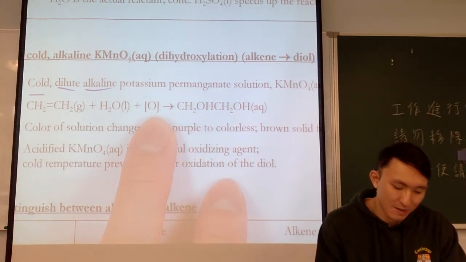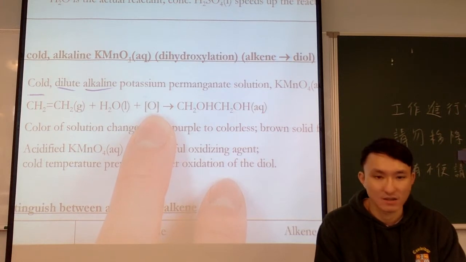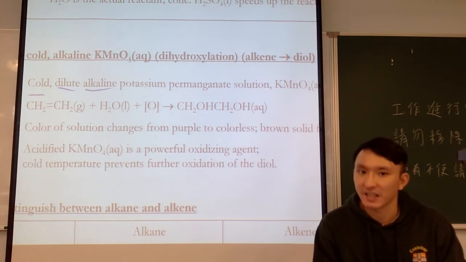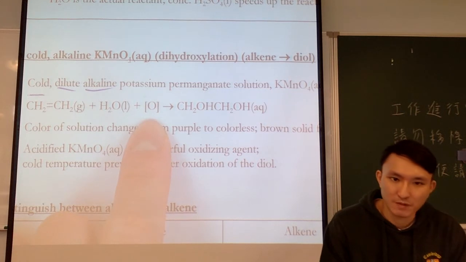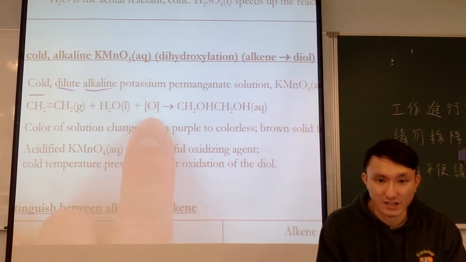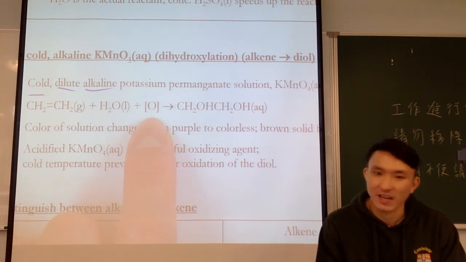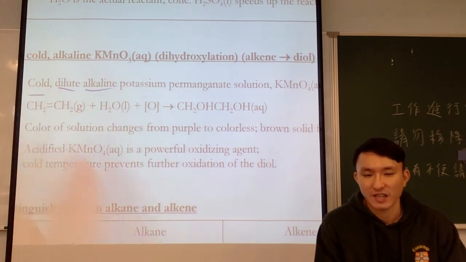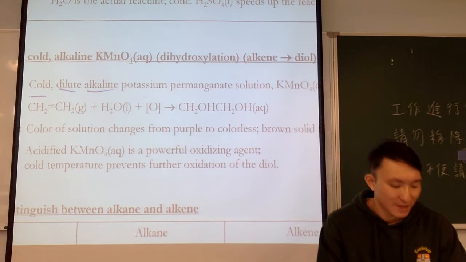Now we use a square bracket O to represent the oxidation, because if you really want to put down the overall ionic equation, it will be quite complicated. So we will put this one to represent the oxidation, thinking about the KMnO4 providing oxygen atom to the alkene for the oxidation.